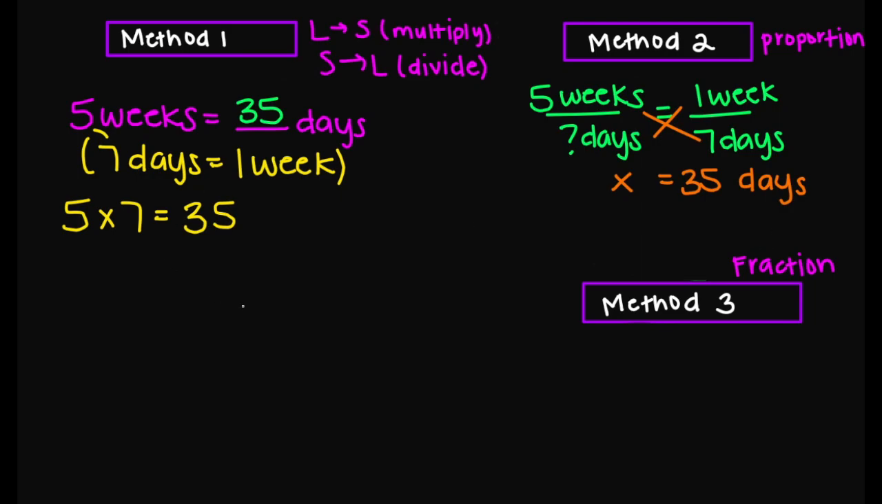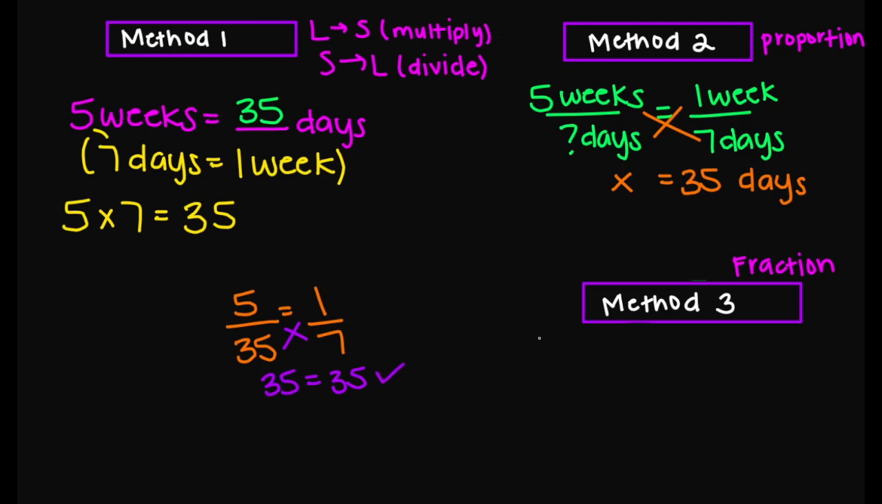And for method number 2, you can check your answer as well. So if you do 5 weeks on top and then you do 35 because that was the answer we got. And on the right side, you have 1 over 7. If you cross multiply, you'll notice that you also get the same answer on both sides. So this side is 35, and then 1 times 35 is also 35 as well.